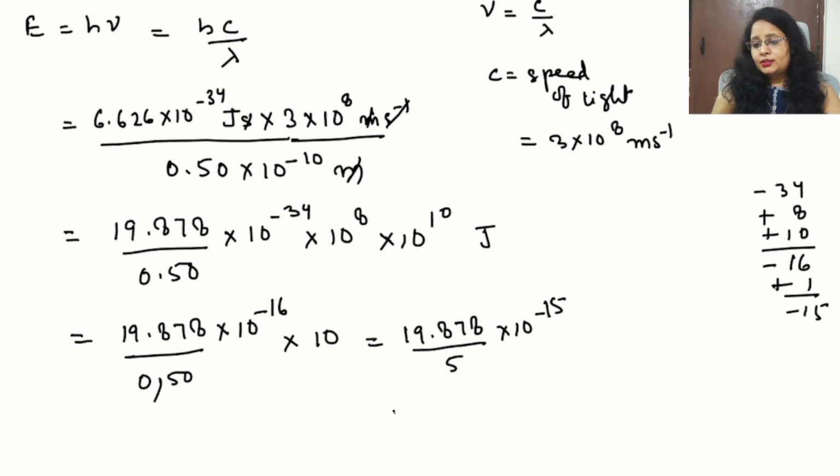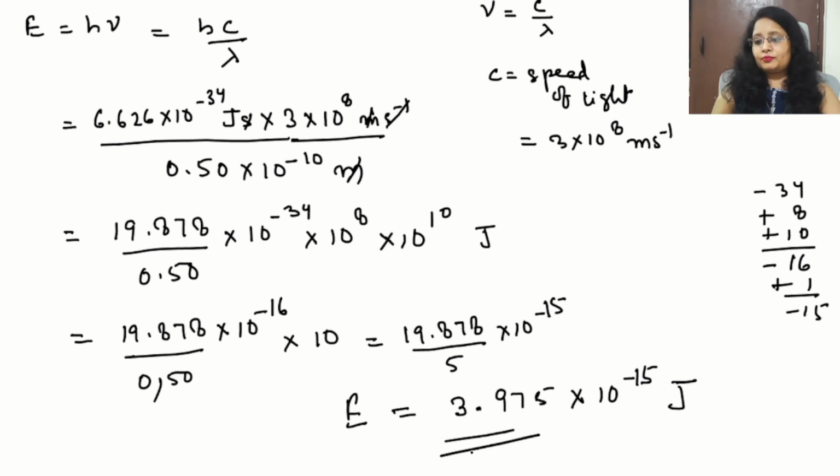So the last and final answer would be 3.975 into 10 to the power minus 15 joule. And this is the answer for the second part of the question. So friends, remember the formula and just do the calculations.